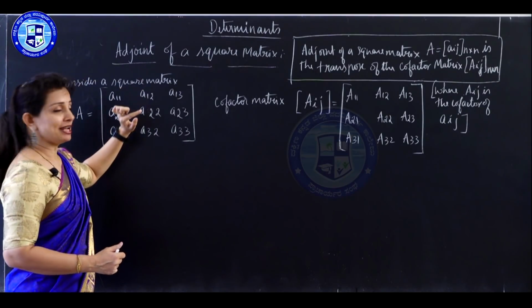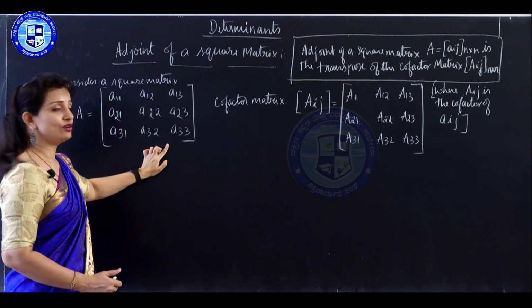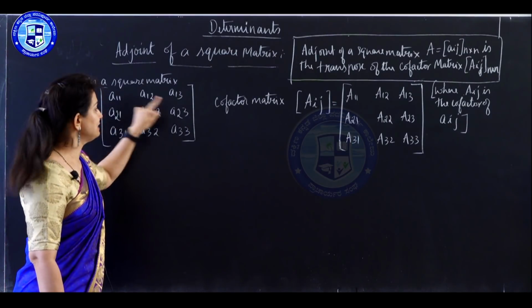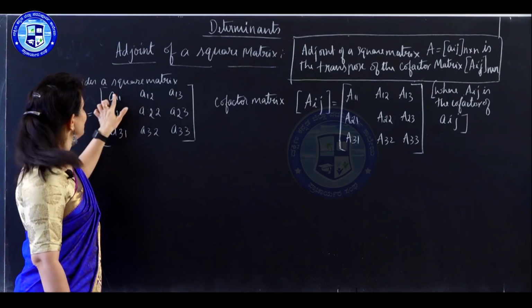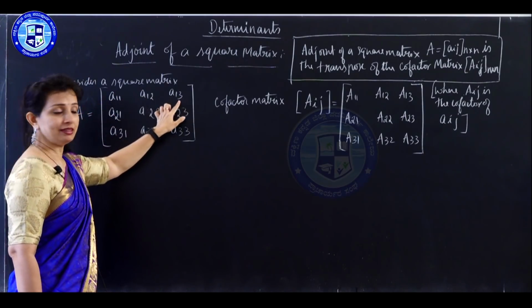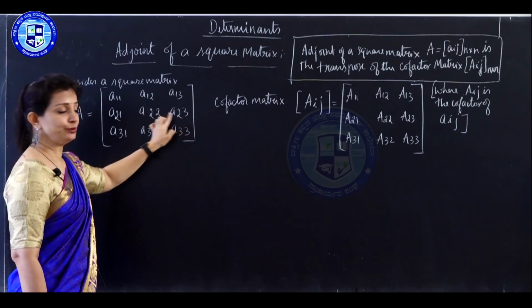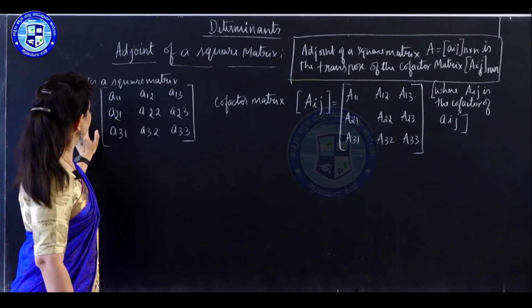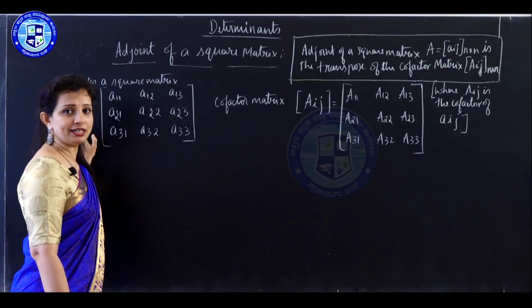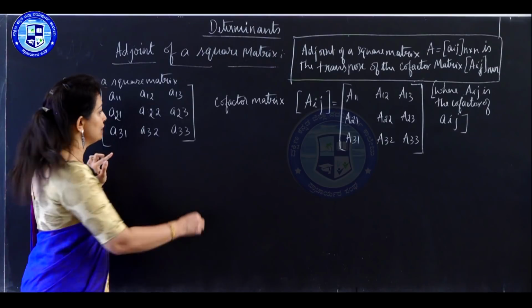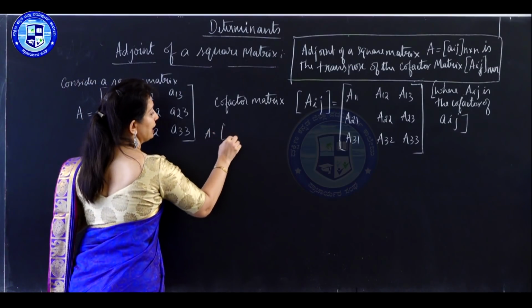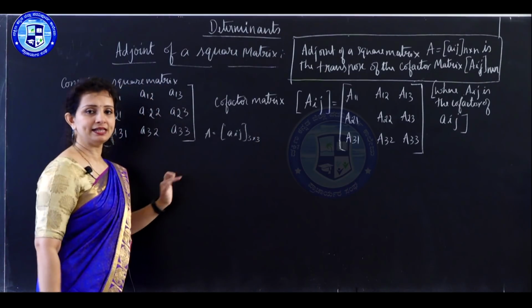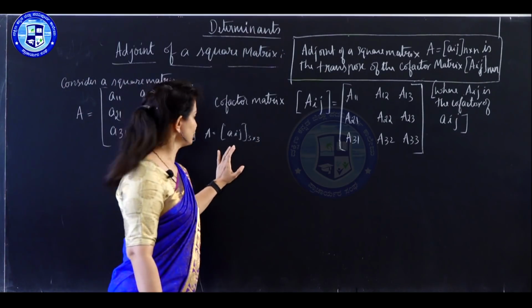See, consider one square matrix A, a square matrix of order 3 here. You know how to represent the square matrix of order 3 in the general form. How to write that? A11, A12, A13, A21, A22, A23, A31, A32, A33. This is how we write the general representation of a matrix of order 3. So, we write here A is equal to aij of order 3 cross 3. Isn't it? This is how we represent a square matrix of order 3.